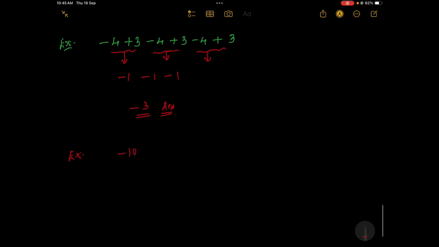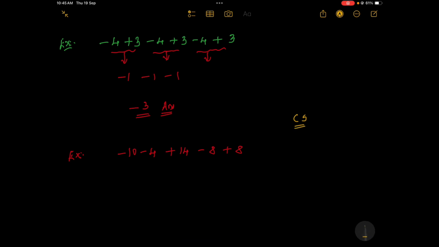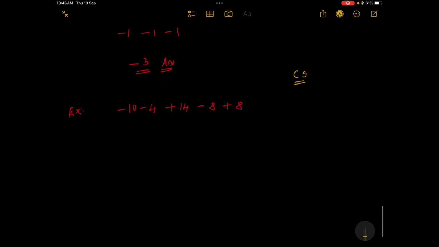Minus 10 minus 4 plus 14 minus 8 plus 8. Use your common sense. Use your CS. If I use the word CS, it means common sense. Okay, try it by yourself now. I'll wait for a few seconds. What is the answer?